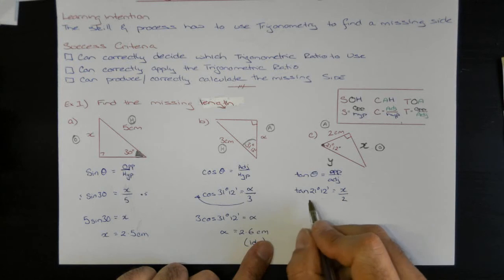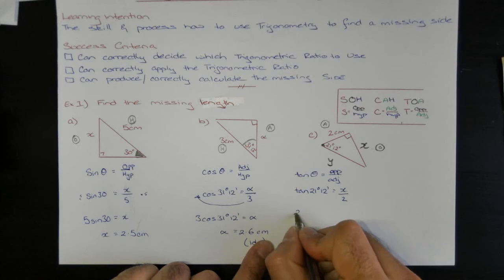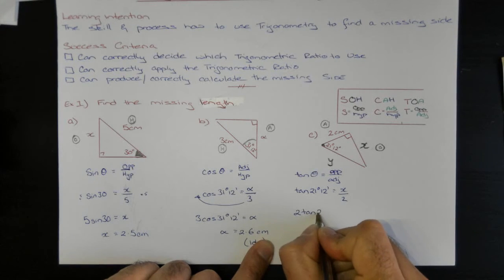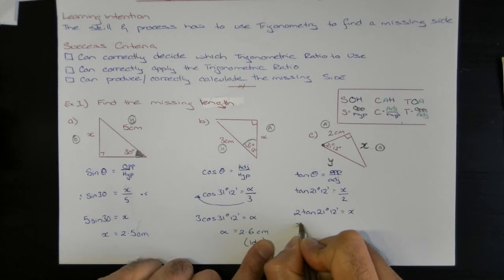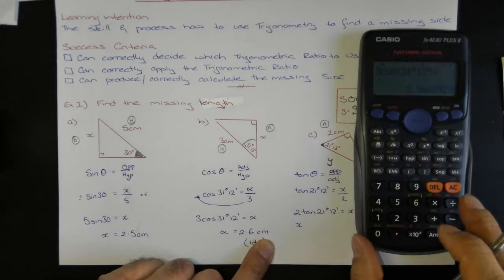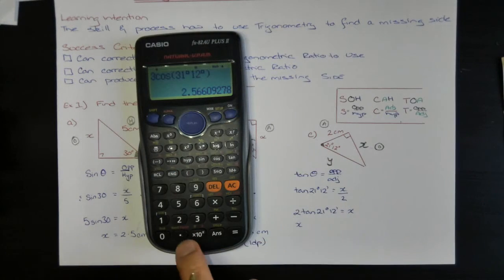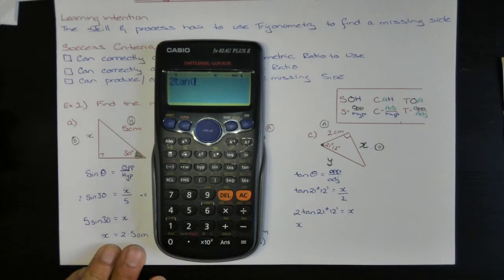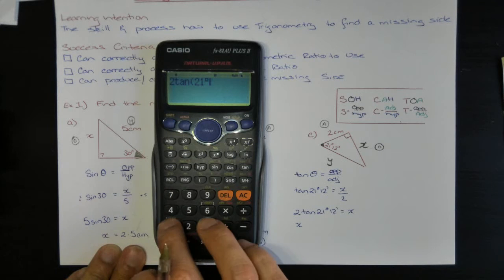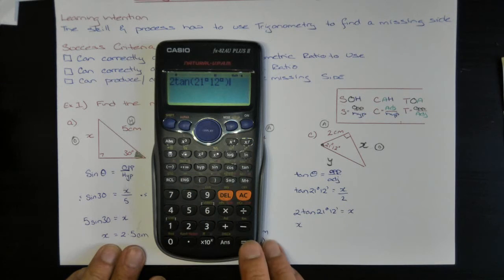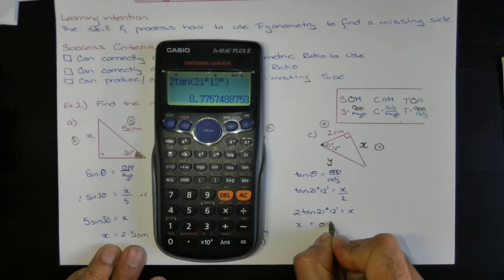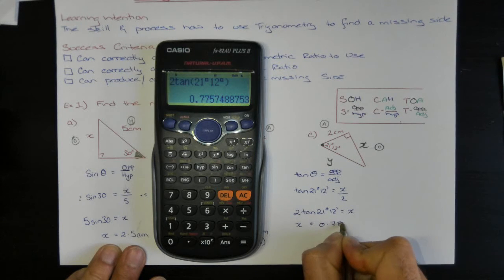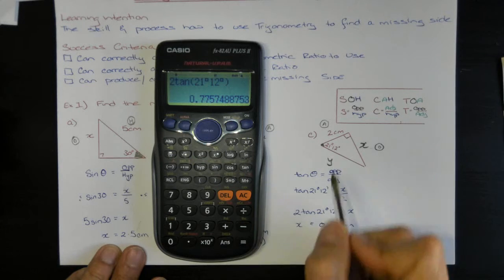Multiply both sides of the equation by 2 to get rid of the fraction. That gives me x. So if I plug that in, x is worth 2 lots of tan 21 degrees and 12 minutes. Close brackets. So x is 7.8 centimeters to 1 decimal place, because it's a measurement.